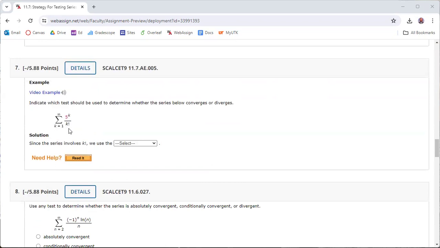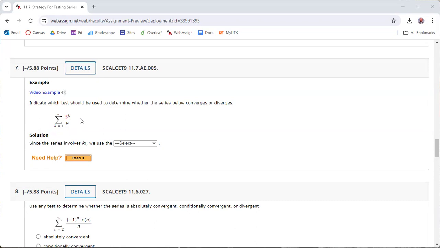What about this one? Hey, there's a telltale sign of which test to use here, and it's the factorial. In fact, exponential expressions sort of make me lean ratio test as well, but definitely factorials are like a tell for ratio test should work out pretty well. And yeah, in fact, the ratio test will work well.